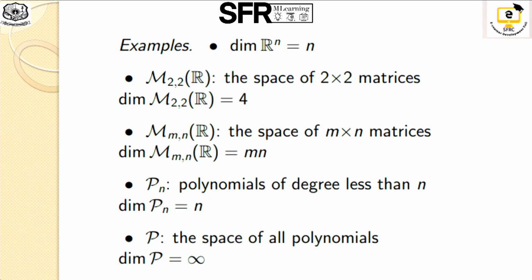Next we pass on to examples for the dimension of a vector space. For R^n, the dimension is n. For the set of all 2 by 2 real valued matrices, the dimension is 4. That is, the dimension of M(2,2) over R is equal to 4. Therefore, for m cross n matrices, the dimension of M(m,n) over R is equal to m times n. And next one is, if you consider the set of all polynomials of degree less than n, the dimension is equal to n. Suppose we consider the space of all polynomials, then the dimension is infinity.